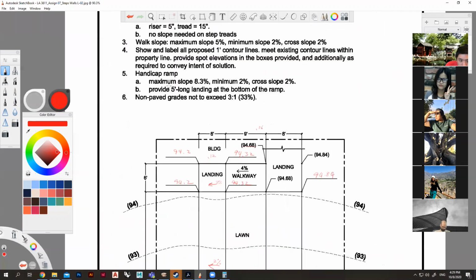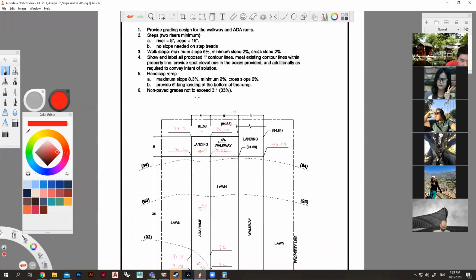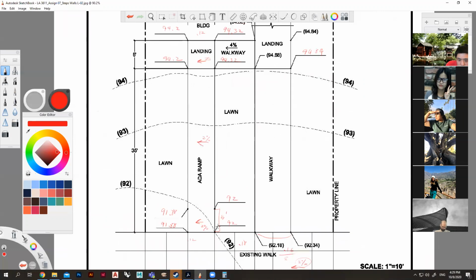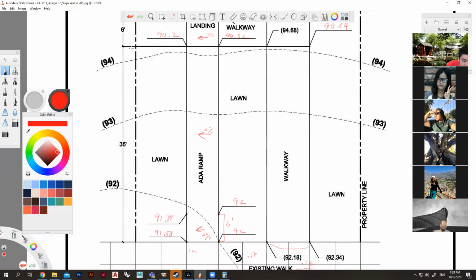And from the problem, we know that the landing at the bottom of the ramp is 5 feet long. So we know this is 5 feet long. And then we know the whole length of that ramp is 35. And we want to find out what's the slope in this distance. So that distance is just 35, subtract 5 feet because we want to take that out of our calculation. So 30 feet is up here.